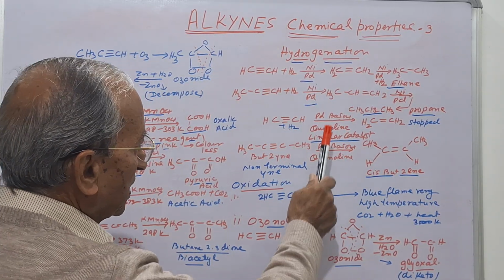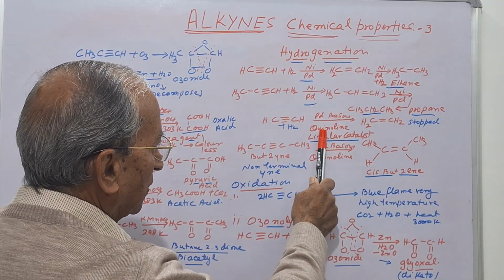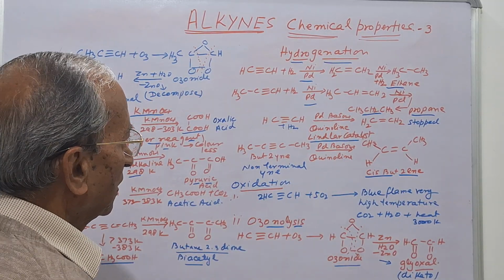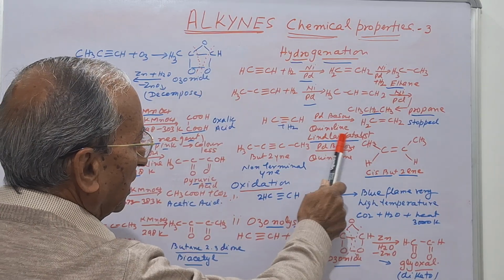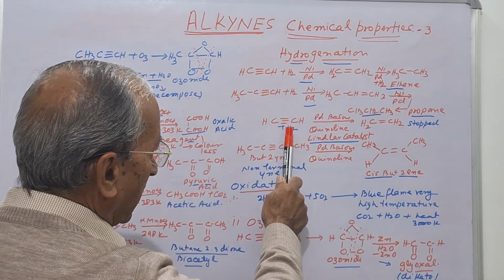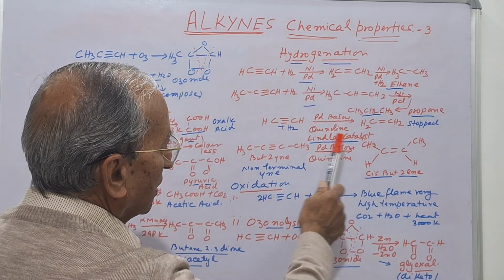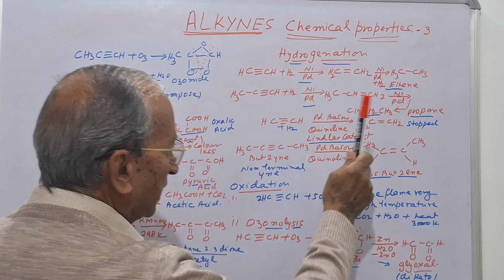So in the presence of the catalyst palladium barium sulfate in the presence of quinoline, which is known as the Lindlar catalyst, this reaction is stopped, that is the yne is converted to the ene, that is ethyne is converted to ethylene.